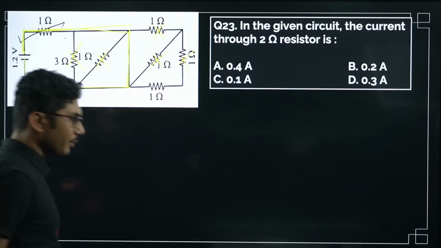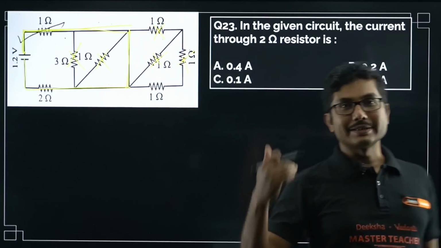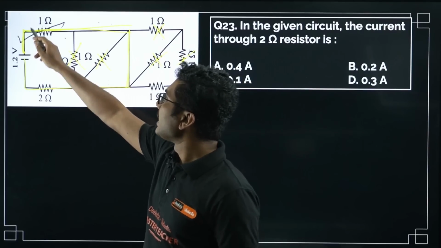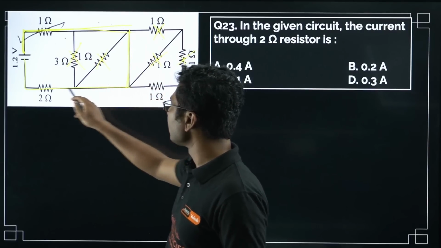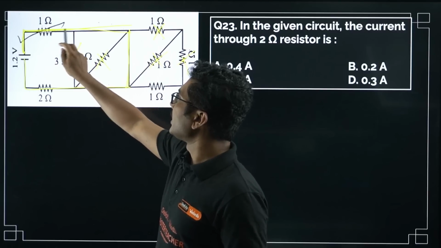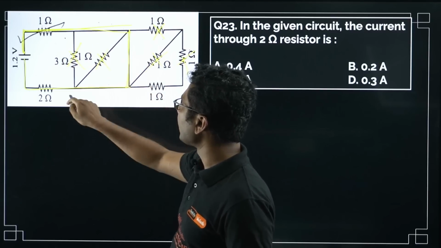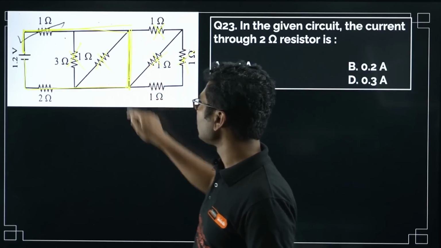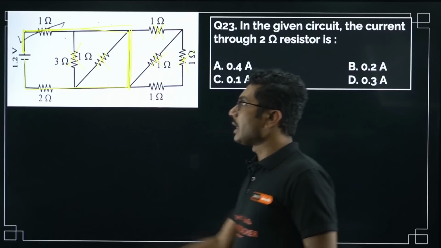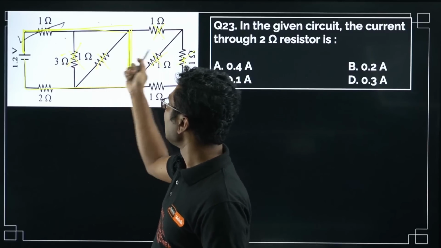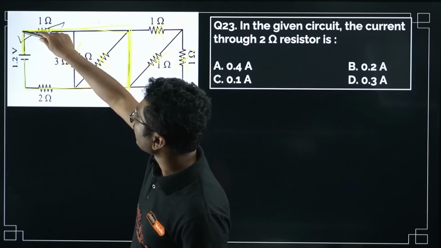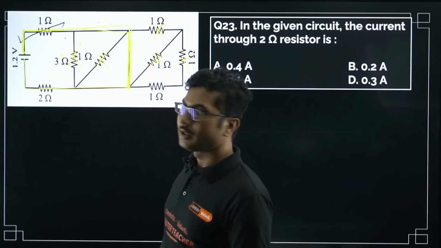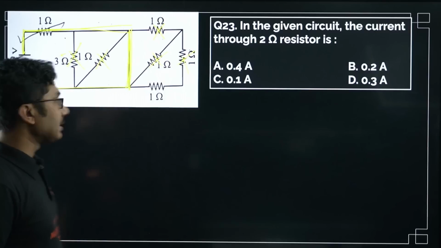Because current always passes through the lowest resistive path. In this case, the smallest resistive path is this one. If the current passes through here or through here, the resistance will be more. Here there is no resistance. This is a short circuit. So instead of passing through these resistances, the current will directly come from here, pass through this, and then come back to this point.